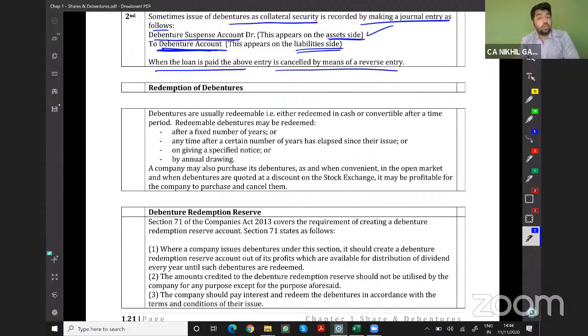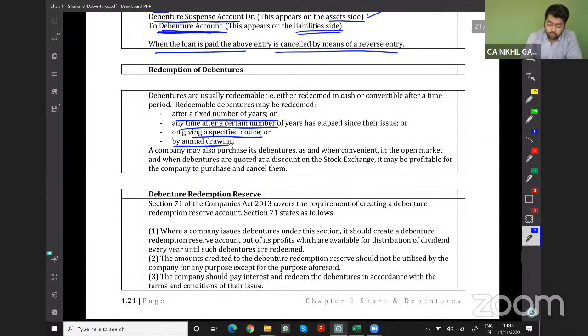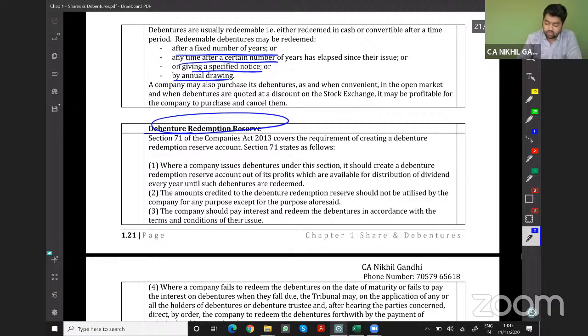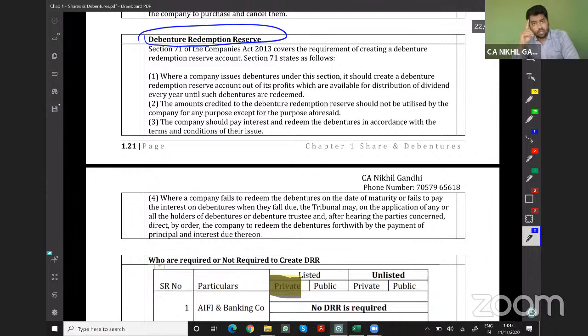Redemption of debentures. Redemption can be after a fixed number of years, at any time after a certain number of years have passed since issue, by giving a specific notice, or by annual drawing. These are the ways. Creation of DRR is more important. DRR is nothing but debenture redemption reserve. We have also seen this term in chapter 2, Schedule 3.